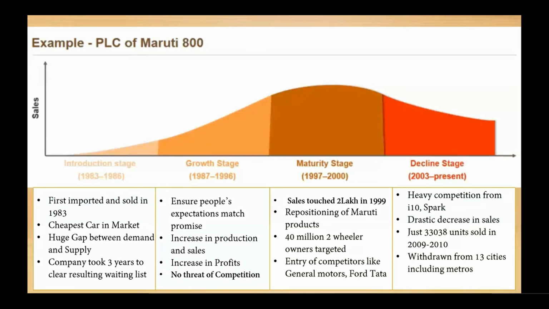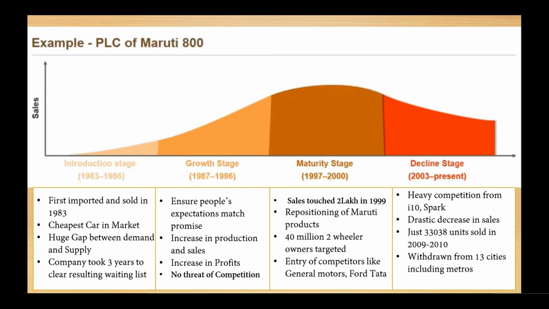From 2003 onwards, the decline of Maruti 800 happened. There was heavy competition from the i10 and the Spark. There was a drastic decrease in the sales of Maruti 800. Only 33,038 units were sold in the year 2009-2010, and finally it was withdrawn from 13 cities including metros.